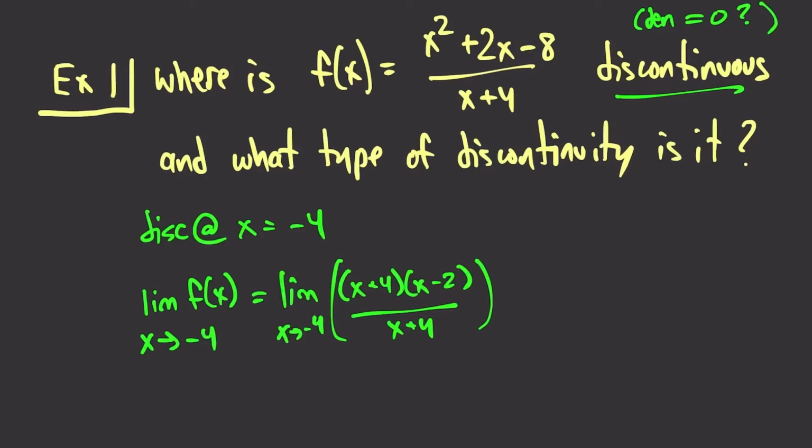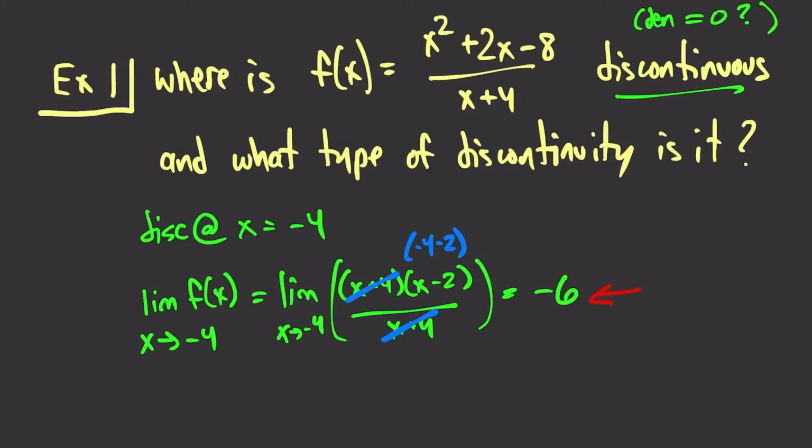Now I know if I plug negative 4 in right now, it does not exist. But remember some techniques for evaluating limits. Factor, then cancel. So what happens now, this and that cancel. I plug in a negative 4, and I get negative 6 for my answer. So what does this tell me? This tells me that it's discontinuous at negative 4, but the limit exists.